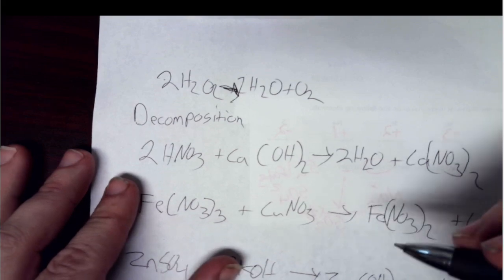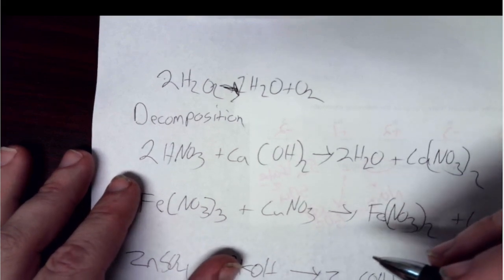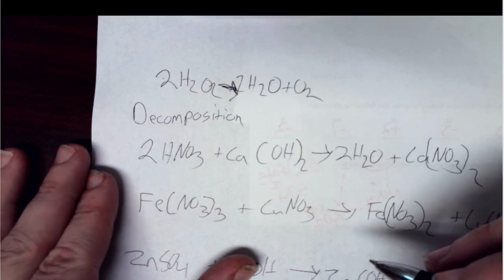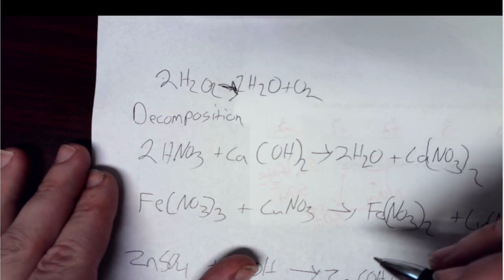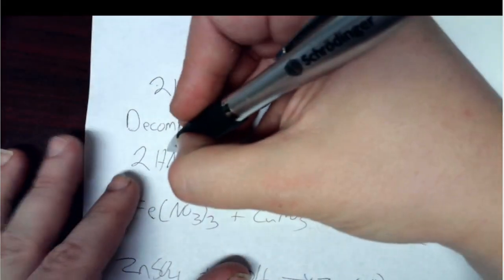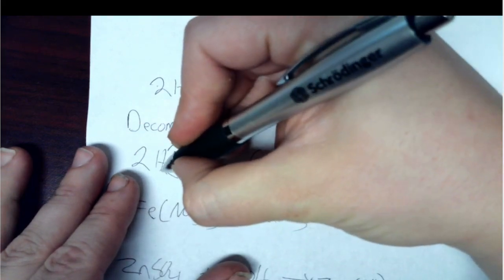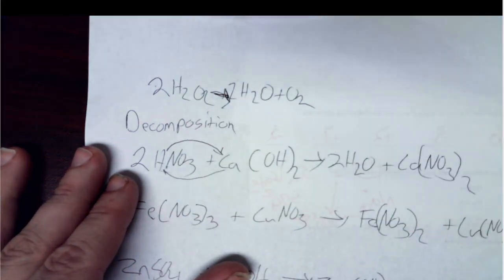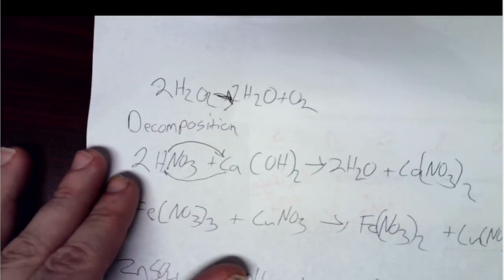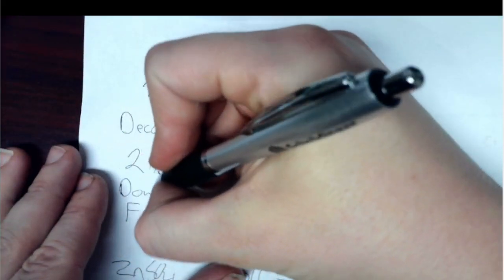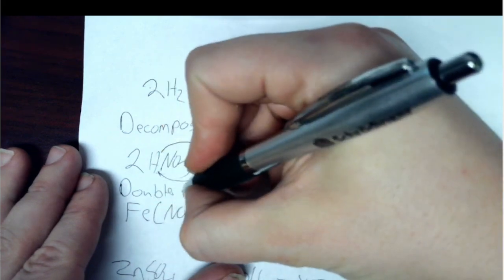Double replacement and single replacement. Single replacement, an element and a compound switch. The key is an element. Double replacement is two compounds switch. So H plus switches with calcium, we see here. And so this guy is just a double replacement. There will be a lot of double replacements.